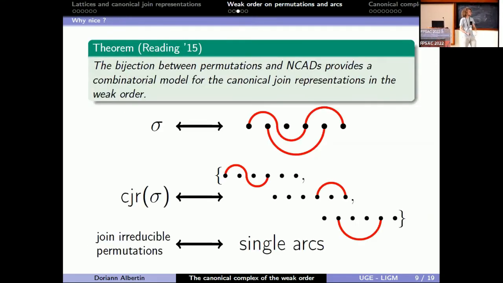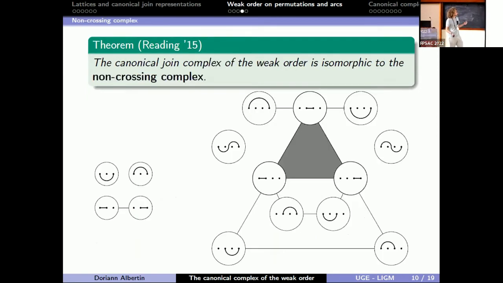Okay. So what this means in terms of simplicial complexes is that we have a nice combinatorial model for the canonical join complex of the right-weak order. We call it the non-crossing complex. Well, Reading calls it the non-crossing complex, and it's just: put a vertex for each arc and put an edge in between two arcs whenever they do not cross in the way we've seen before. So that's a nice depiction.